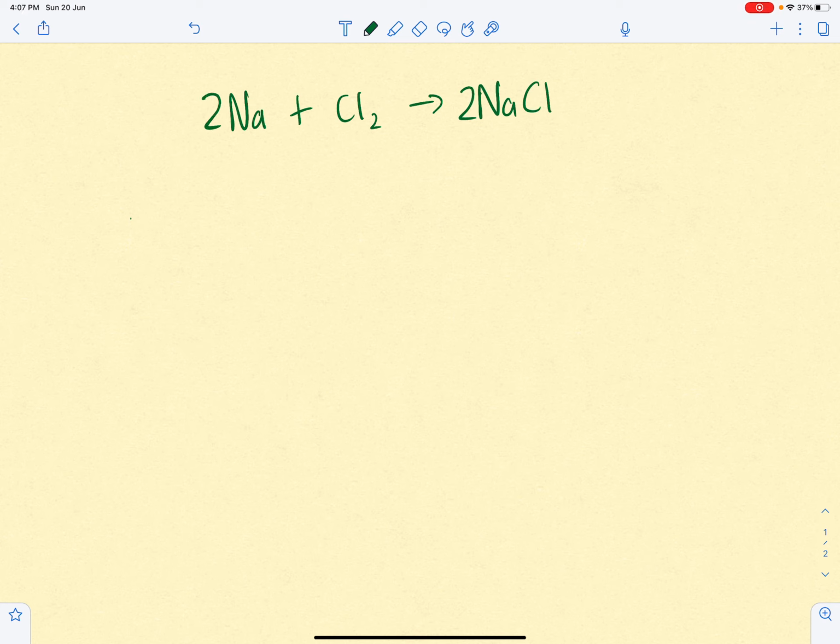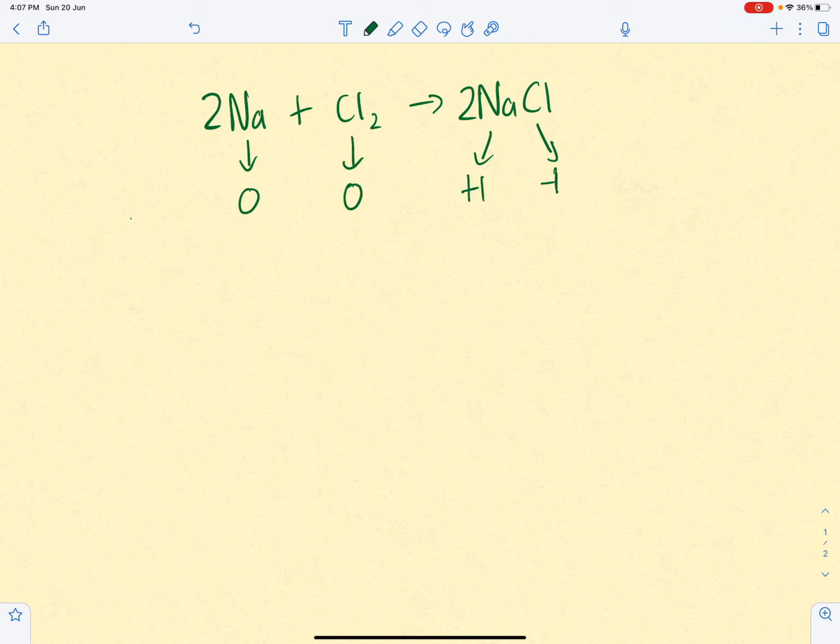Next, I need to assign oxidation numbers so that I can see what's been oxidized and reduced. Sodium, that's elemental, so it's got an oxidation state of 0. Chlorine, it's in its elemental form, oxidation state of 0. Sodium is a group 1, so it's got an oxidation state of +1. Chlorine, that's going to have to balance out the sodium, so it's -1 in this case. So now I can see that I have had a change in oxidation states. I definitely have a redox reaction.